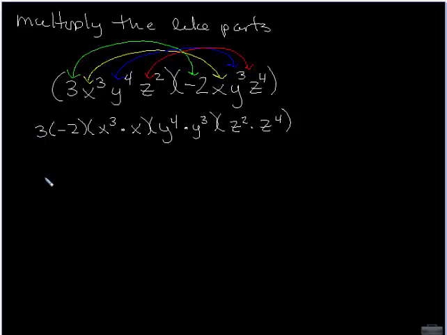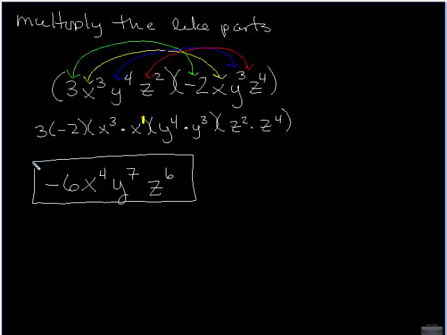Well, 3 times negative 2 is negative 6. If there's no exponent on your variable, it's like an invisible 1 because there's only one x. Multiplying x to the third times x gives me x to the fourth because it's 3 plus 1. Y to the fourth times y to the third gives me y to the seventh because it's 4 plus 3. Z squared times z to the fourth gives me z to the sixth because it's 2 plus 4. So when I multiply those two monomials, this is what answer I will get. Let's do another one.